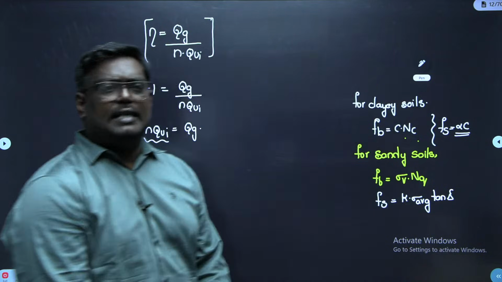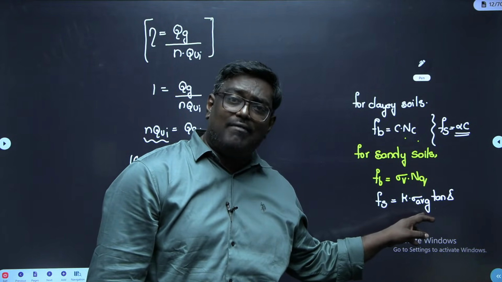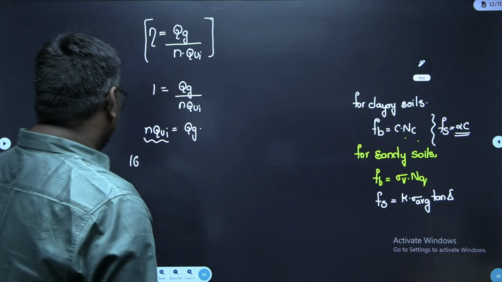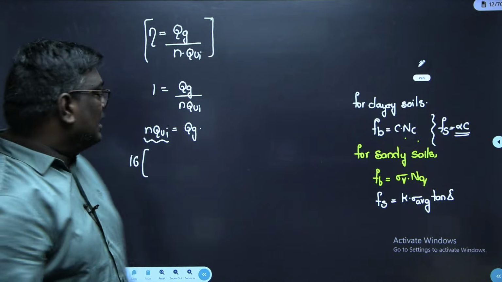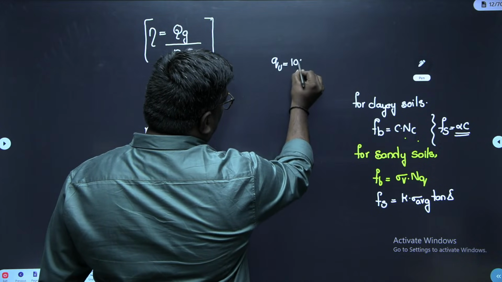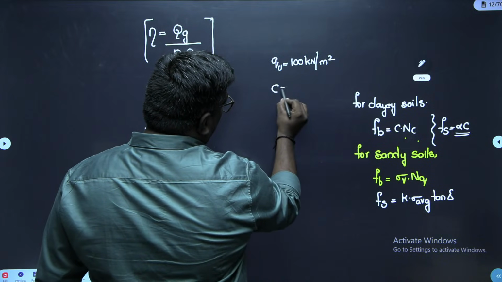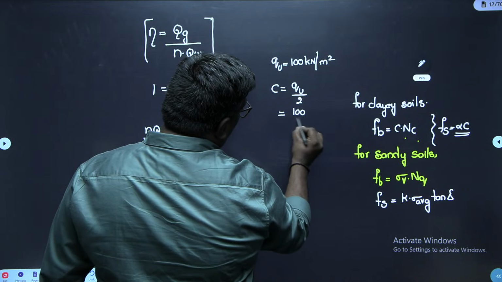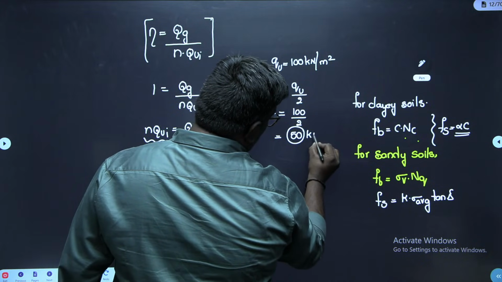Here, K is called the lateral earth pressure coefficient, sigma average is the average effective stress, and delta is the angle of friction between the wall and the soil. So here, 16 into Fs, what is Fs, sir? Alpha into C. They have given unconfined compressive strength as 100 kilonewton per meter square. This is the question data given. So what will be the cohesion? Cohesion will be Qu by 2, which is 100 upon 2, equal to 50 kilonewton per meter square.